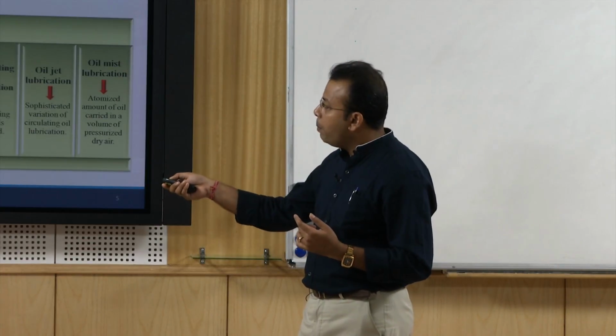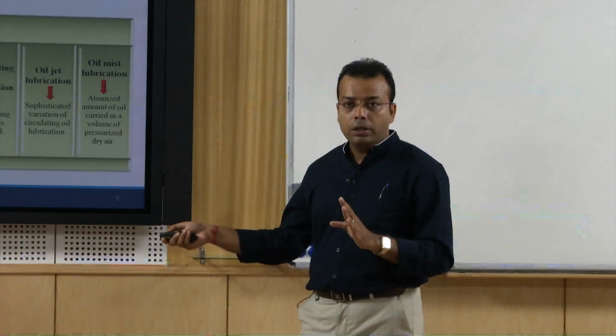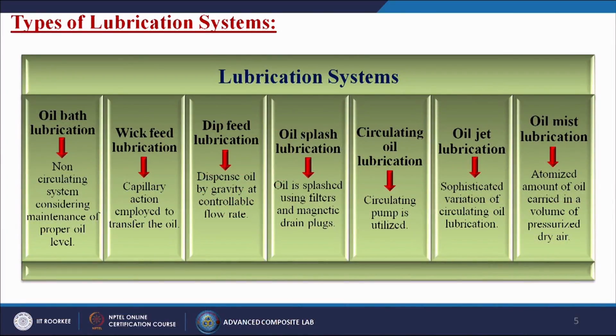First one is called oil bath lubrication. This is the common lubricating system we generally adopt in our daily life. It is a non-circulating system that requires maintaining a proper oil level. Simply, when the volume or quantity of lubricant goes down, we can pour some lubricant into it, so there is no pump or pressure. By normal means you are lubricating the machines. Second is called wick feed lubrication.